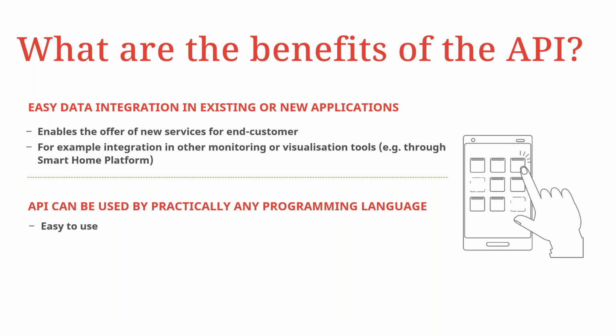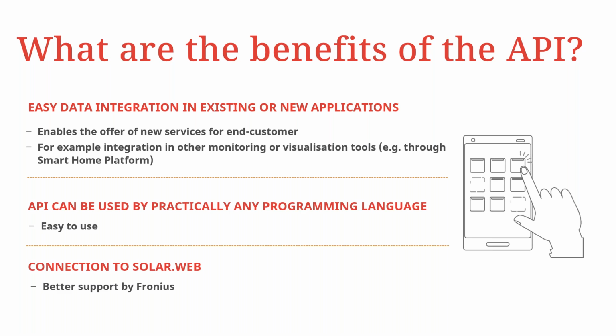APIs can be used by practically any programming language, which makes it easy to use. And also the connection to SolarWeb. This offers better support by Fronius if it's done through our SolarWeb API, for example.